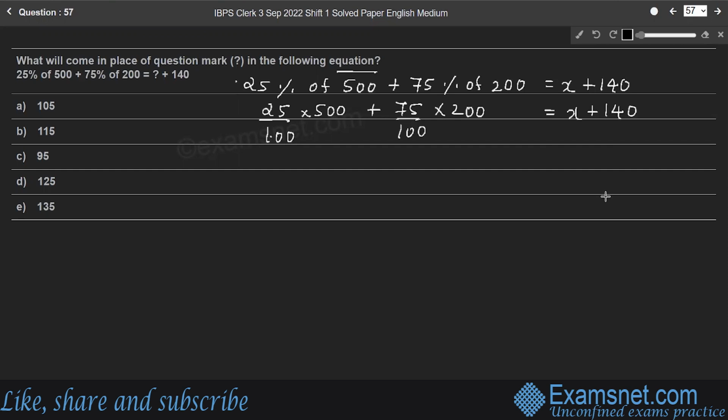So 25 into 5, 125 plus 75 into 2, it is 150 is equal to x plus 140. Therefore, x is equal, here 125 plus 150 is 275 minus 140 is equal to x, right? Therefore, x is equal to 135. X is 135. Hence, option E is the right answer.